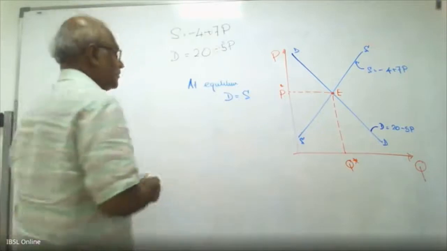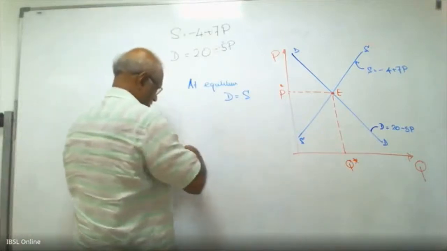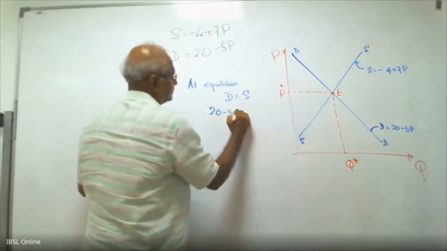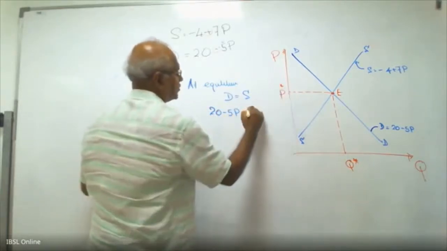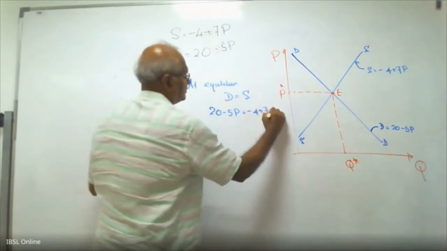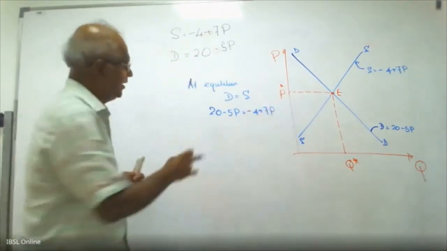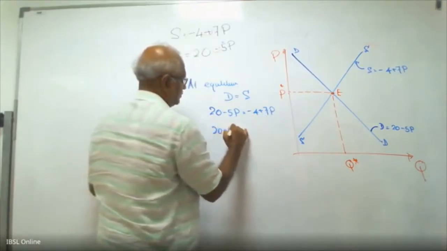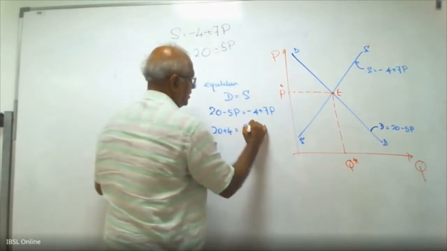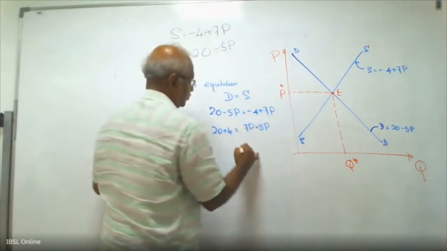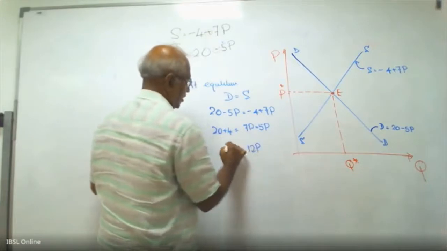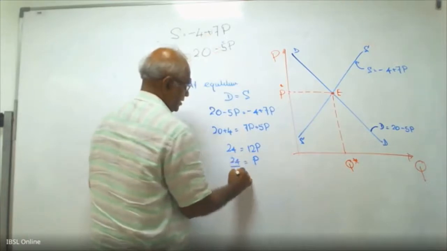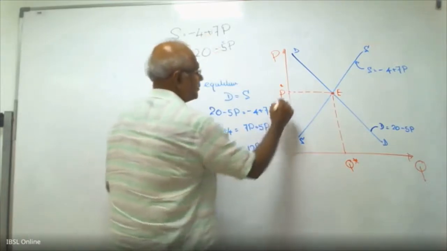Right? QD, 20 minus 5P, equals minus 4 plus 7P. If you take 5P to this side and minus 4 to that side, 20 plus 4 equals 7P plus 5P. That means 12P equals 24. P equals 24 divided by 12. Equilibrium price is 2.